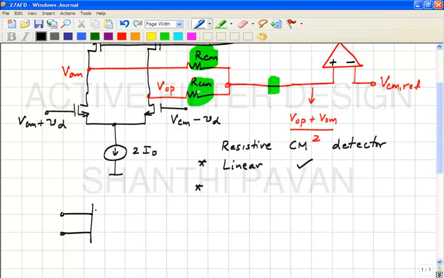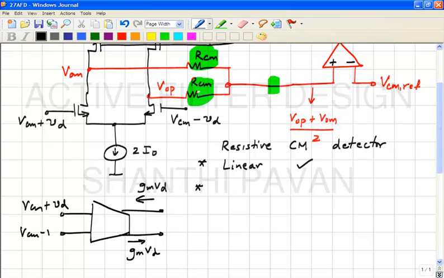Ideally, we'd like to see a transconductor which generates GMVD this way, and this is VCM plus VD, this is VCM minus VD. Now, what are these two RCMs doing? In the differential mode equivalent, how do they appear? From output to ground, or you can draw them in this way.